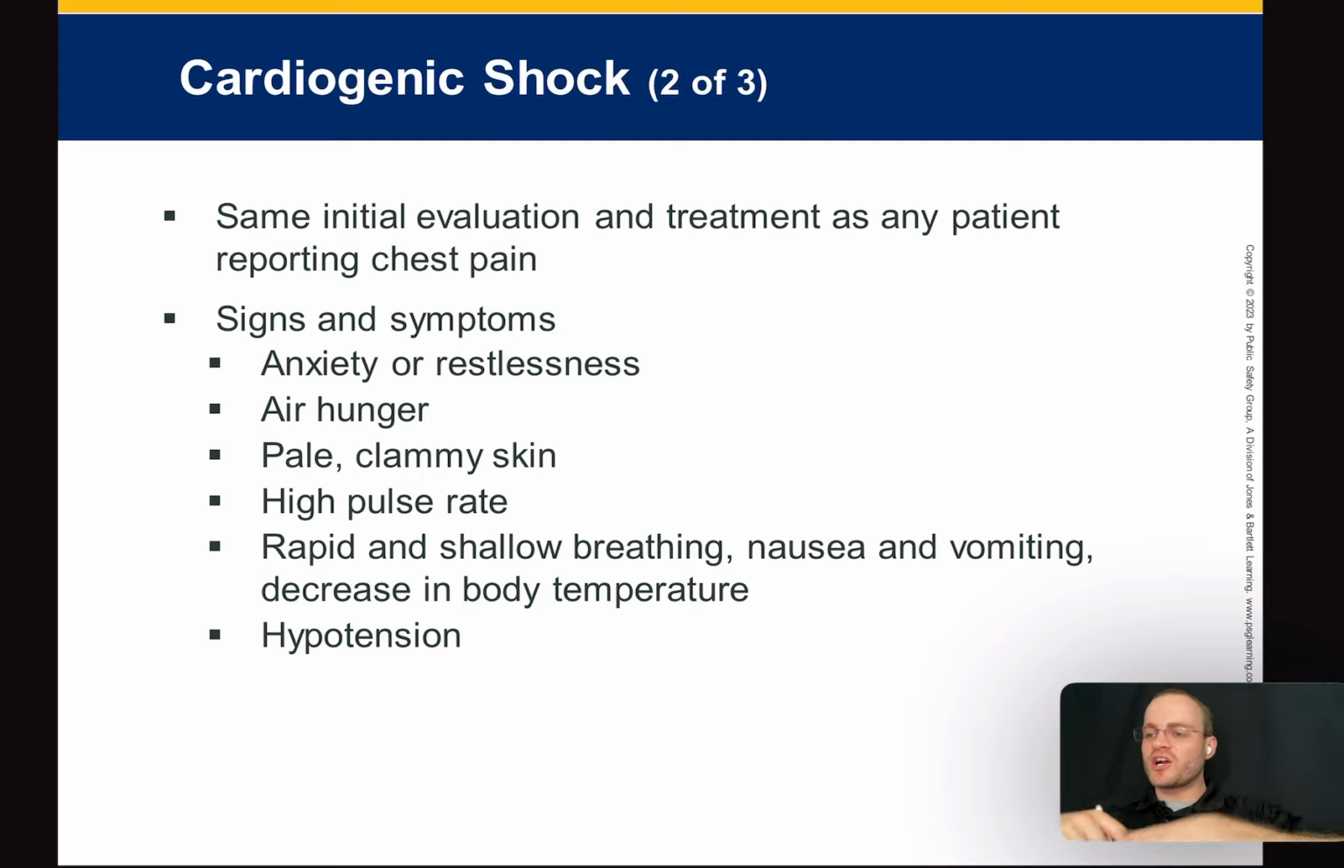Air hunger. What's air hunger? They just can't get enough air. They're just hungry for air, okay? Pale, clammy skin. If it's pale and clammy, what is that called? Diaphoresis. They are diaphoretic. High pulse rate. What's a high heart rate above 100 called? Tachycardia, okay? Rapid and shallow breathing. What's fast breathing called? Tachypnea. Nausea and vomiting, right? A decrease in body temperature, that's marginal.